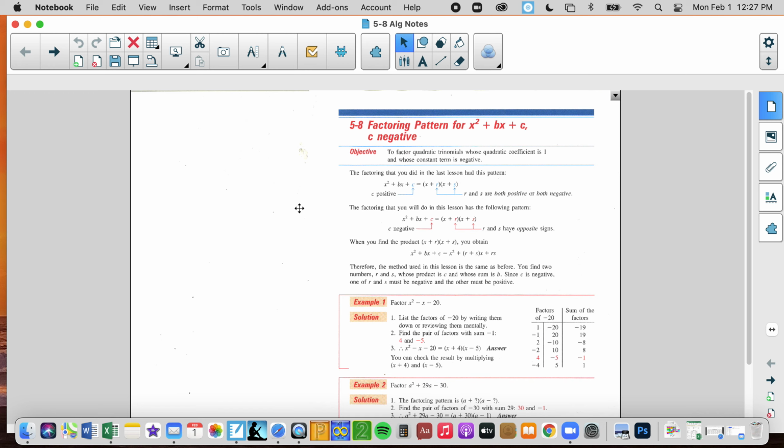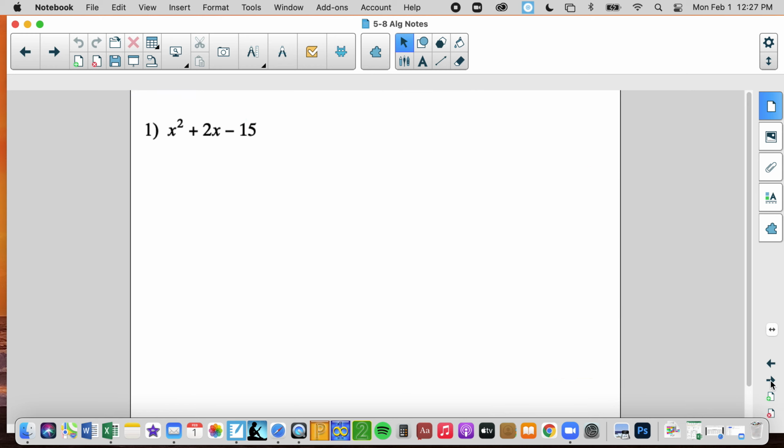Okay, so today we are going to look at situations when we are factoring polynomials and our C value is negative. So here's an example where we have a trinomial and our C value, this value, is negative. So the first thing we should think about is, remember that this value is produced because it's a product of two numbers.